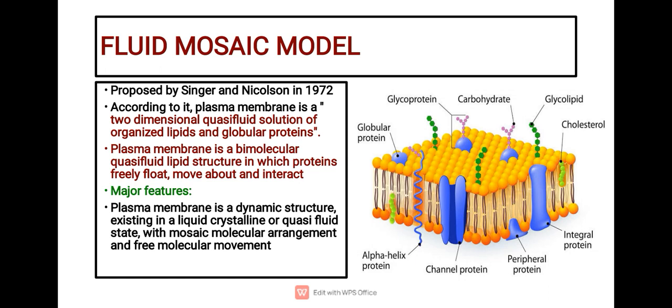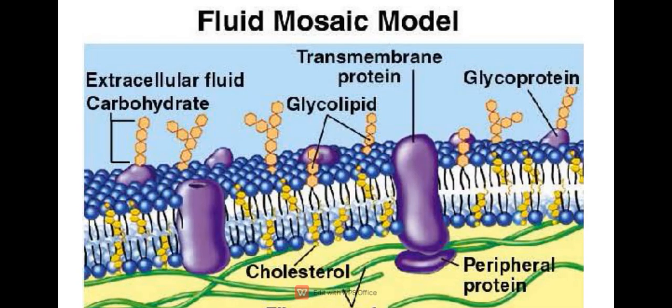So what are the major features? The plasma membrane is a dynamic structure existing in a liquid crystalline or quasi-fluid state, with mosaic molecular arrangement and free molecular movement. Globular protein, glycoprotein, carbohydrates, glycolipid and cholesterol are there, along with integral protein, peripheral protein, channel protein, alpha helix protein, etc. When we illustrate the fluid mosaic model with a figure: extracellular fluid, carbohydrate, transmembrane protein, glycolipids, glycoprotein, peripheral protein, and cholesterol are present.